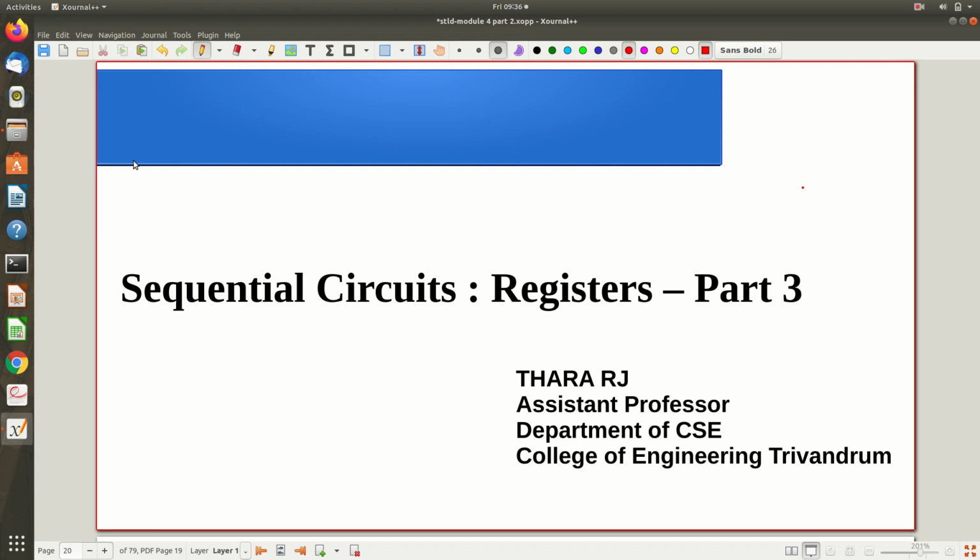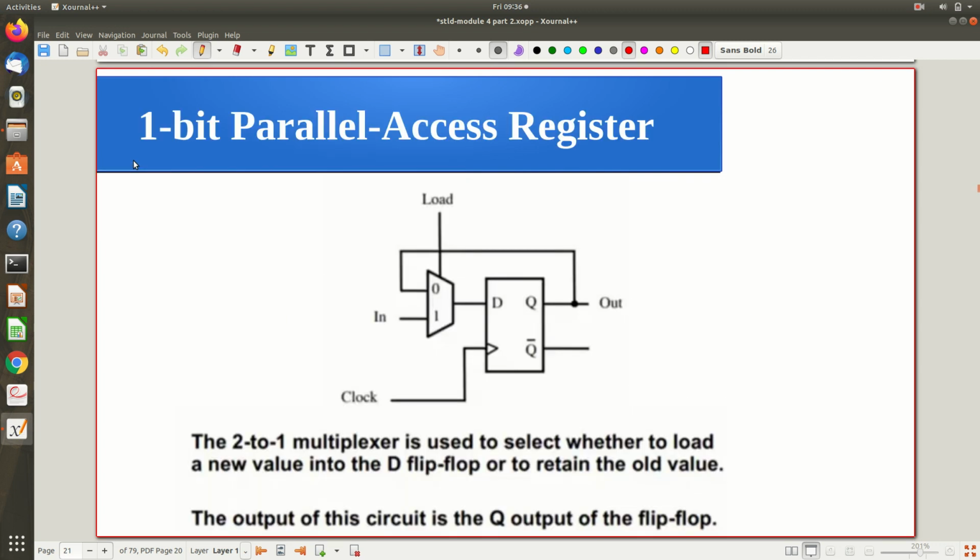So in part 1 and 2 we already saw the basic idea of a register, how an n-bit register can be made out of n flip-flops. That is what we discussed so far, particularly the parallel-in parallel-out category. Okay, so we will explore it in a little more detail.